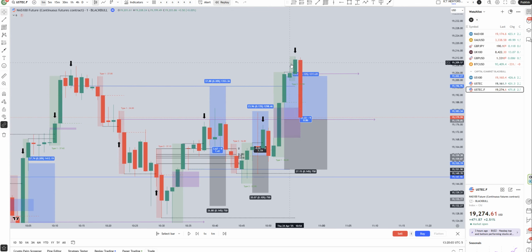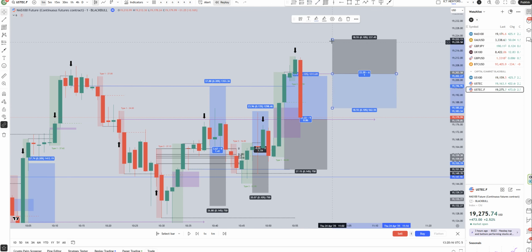But why will I still leave it? Because I want to target this OB. So on this OB here, sorry, now this is what I mean by too many lines. There would be a limit. Yeah, because that is valid. This is a valid setup.